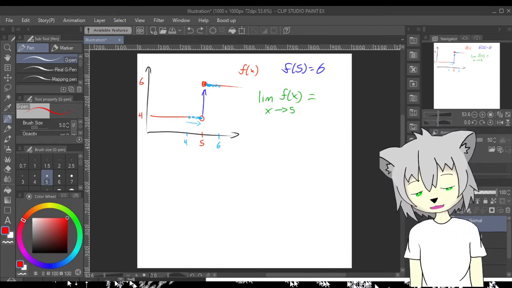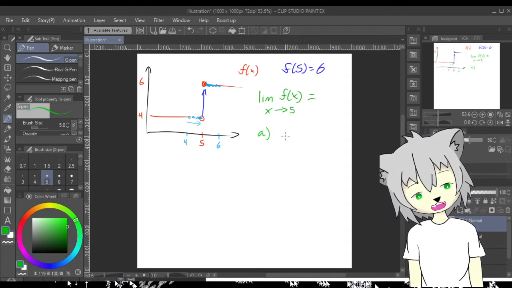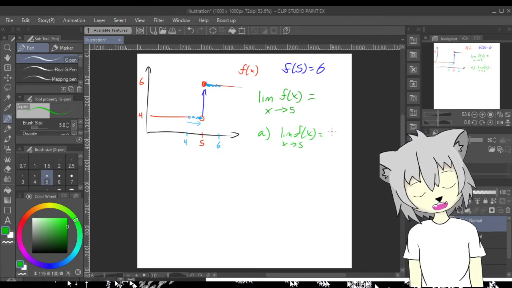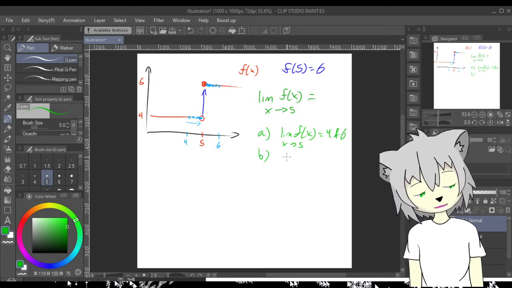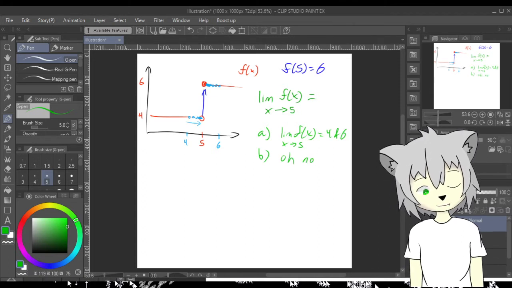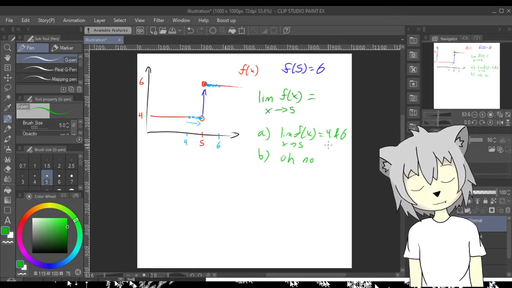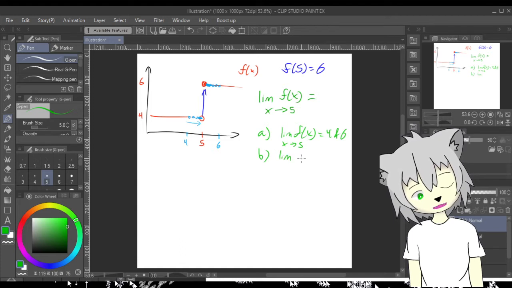And what does this mean? Does this mean A, the limit of f of x as x approaches 5 equals 4 and 6? B, oh no. Basically means it isn't defined. Oh no. The limit isn't defined.